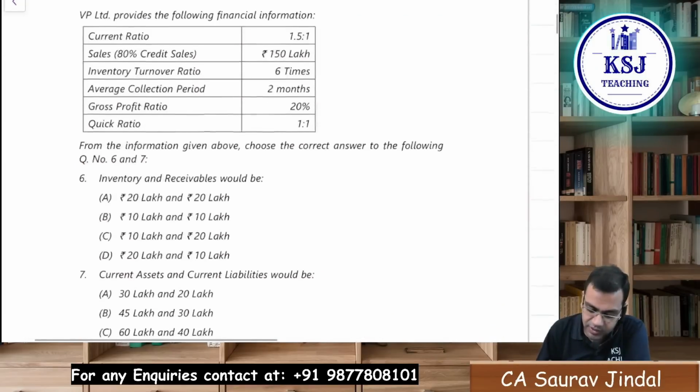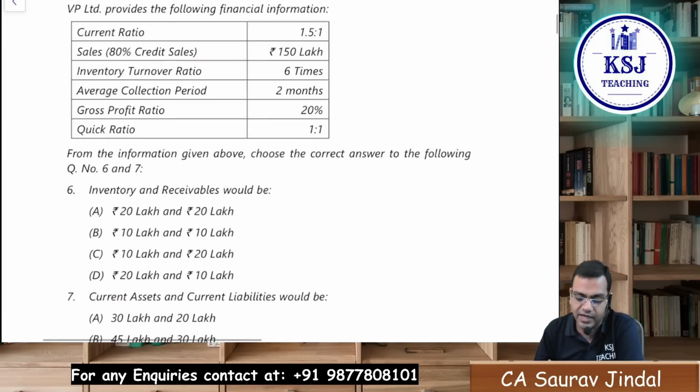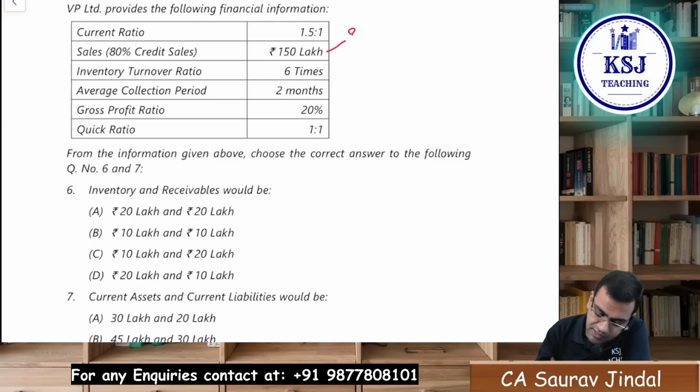Okay, let's come to the next one. Case scenario 2. VP Limited provide the following information. Current ratio is given 1.5:1. The sales 80% on credit. That means out of this 80% is your credit sales, 120 lakhs.